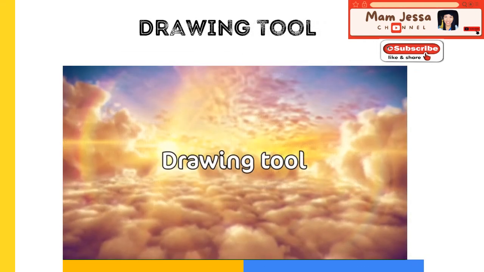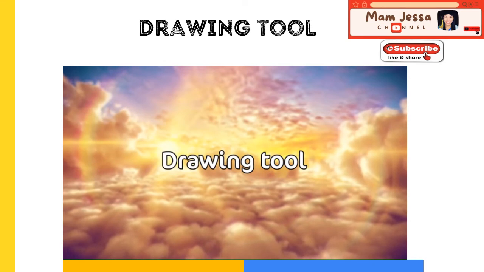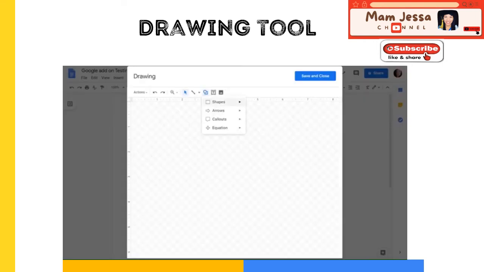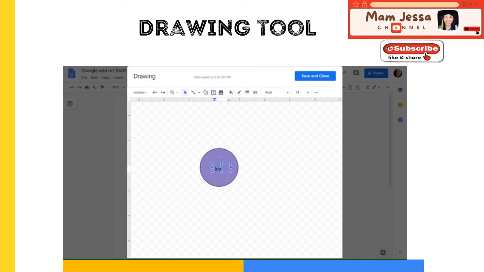Next up, we have the drawing tool. This doesn't work so much for writing your actual book, but it does work very well for world building and plotting and anything like that. And basically the way this tool works is you just go up and you do insert and you hit drawing, and that'll bring up this drawing pad.